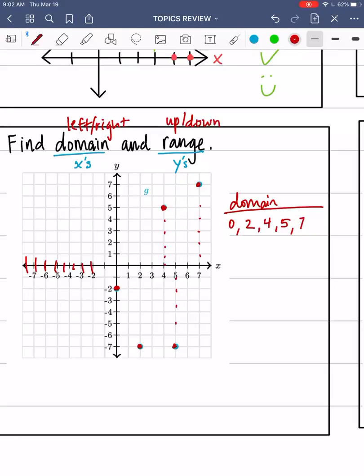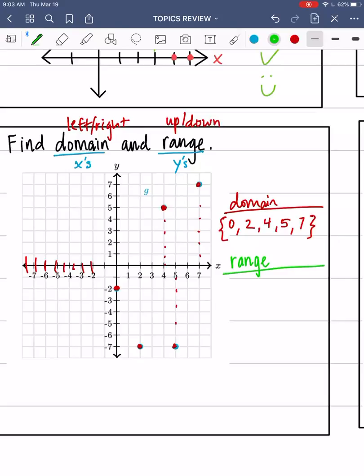And when we just have dots like this, so we don't have 1, we don't have anything in between 0 and 2, we just have 0 and 2, we like to put curly braces around it like this. And that means we just have the points 0, 2, 4, 5, and 7. Okay, let's look at the range now.